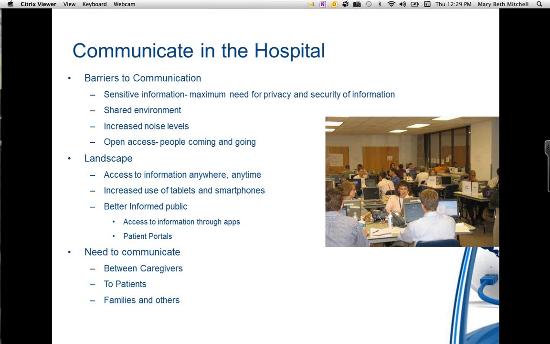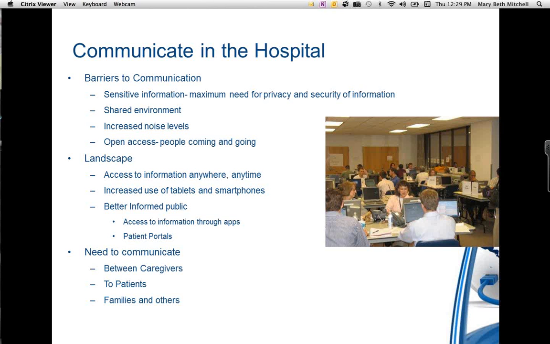And our basic landscape is that we have access to information. We can access information anytime, anywhere. In the hospital, you can access information externally, and externally you can access hospital information in some cases. We're also seeing an increased use of smart devices, smartphones and tablets. And then finally, we have a better informed public. And so the way we communicate with our patients and families, I believe they're expecting more and more from us.